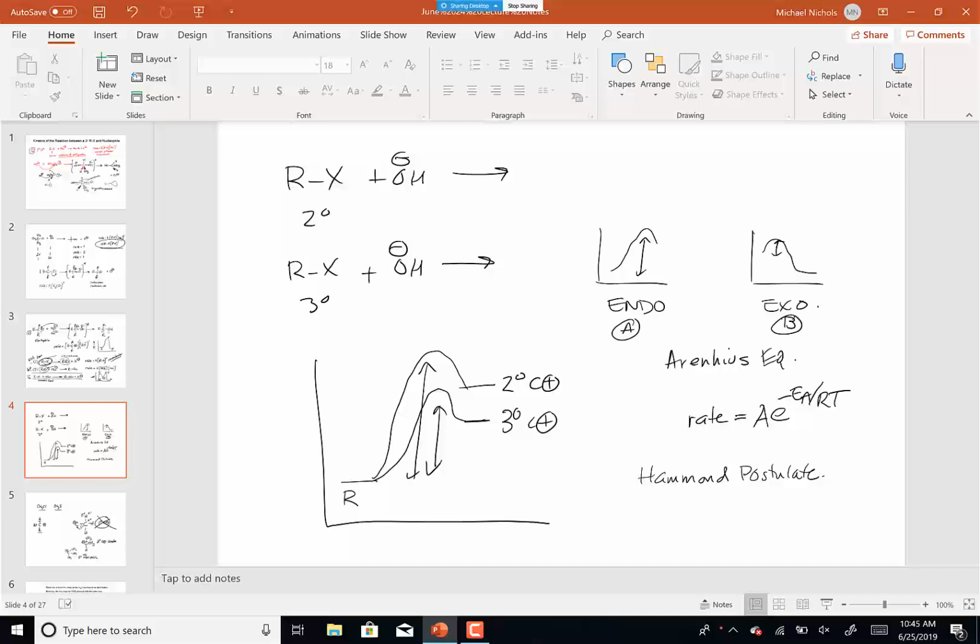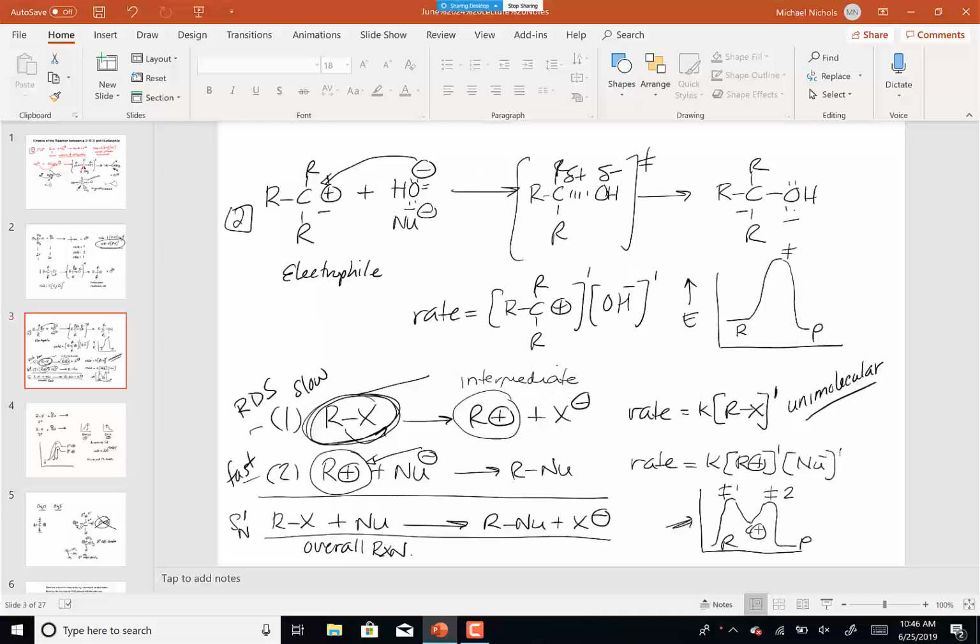So what have I just established? A tertiary carbocation will be formed faster than a secondary one. But is that the answer to my question? I need one more link. Let me go back here. Why will a reaction go faster if I form a tertiary carbocation relative to a secondary carbocation?